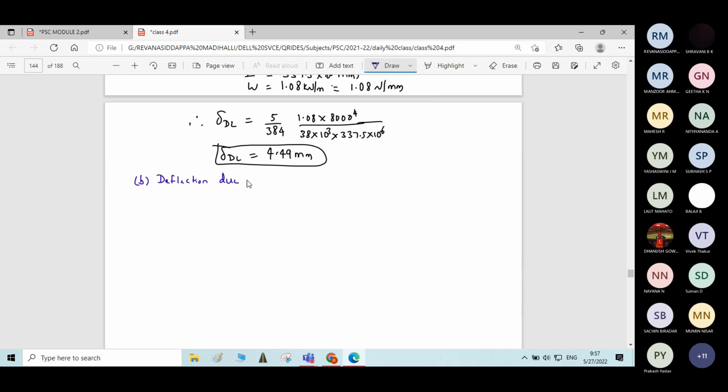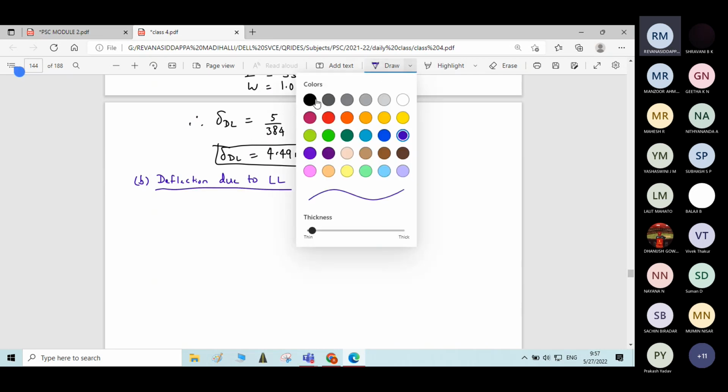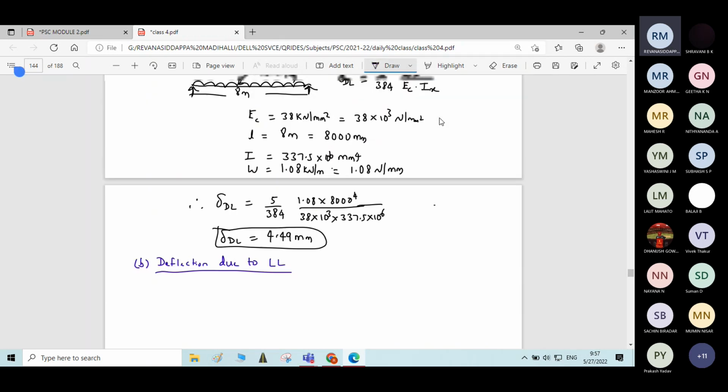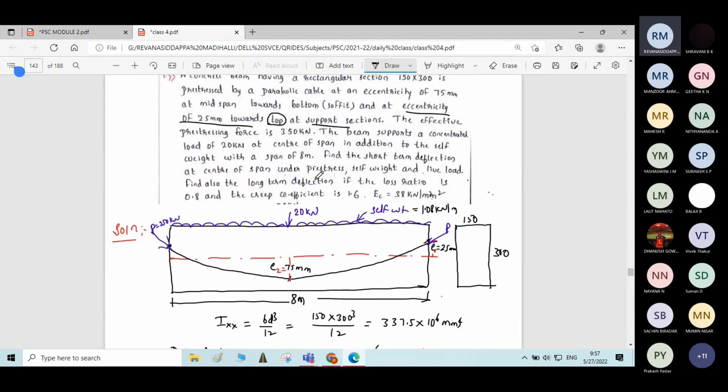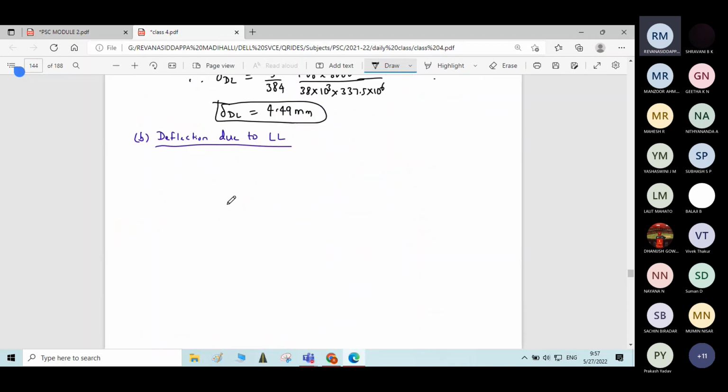Just go through the problem. The live load intensity is how much? It is a point load, 20 kilonewton load acting at the center of the span. Let me write the diagram again. Point load, 20 kilonewton, 8 meter span.